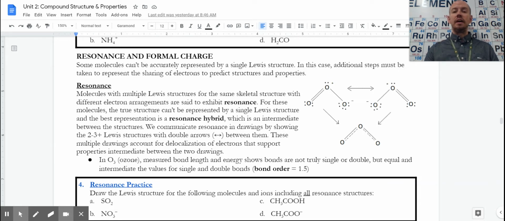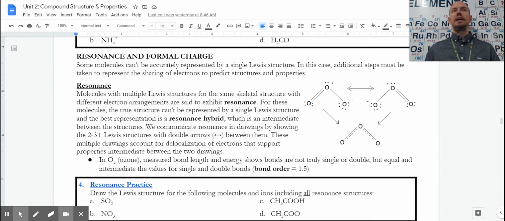What we see is, if we look at the example here in O3 or ozone, when we measure the bond energy of the O to O bonds, we find out that it's not the same as if we have just a single and a double. The bond length is not the same as if we have a single and a double. They're actually kind of an average, or have a bond order of 1.5. That's halfway between a single and a double in terms of strength and in terms of energy.